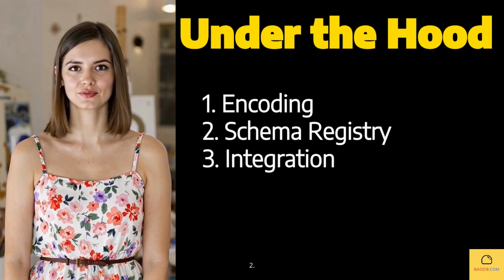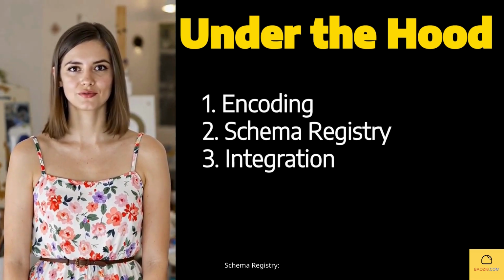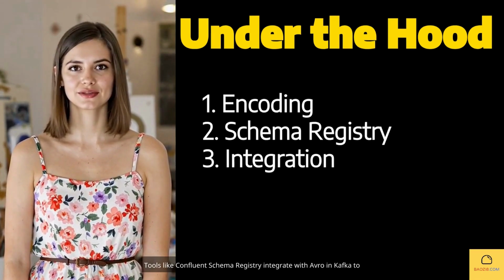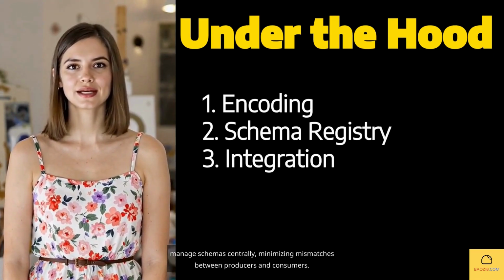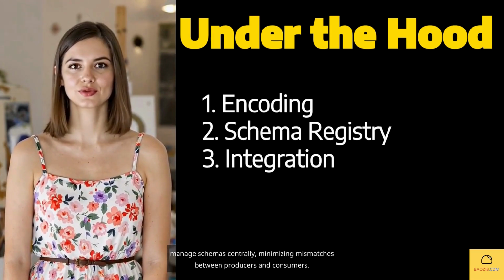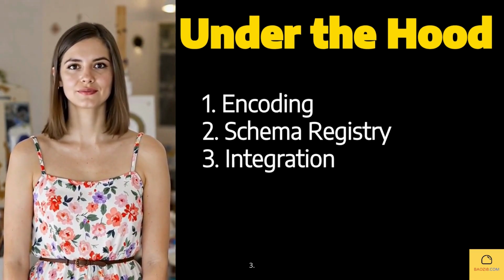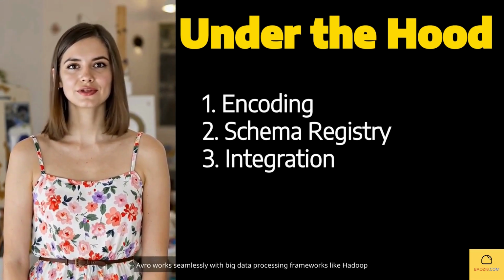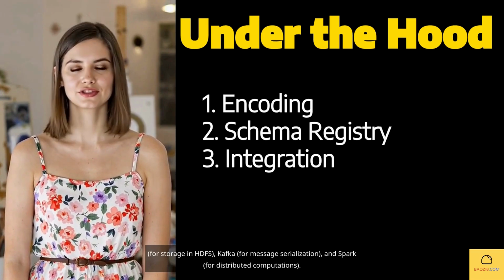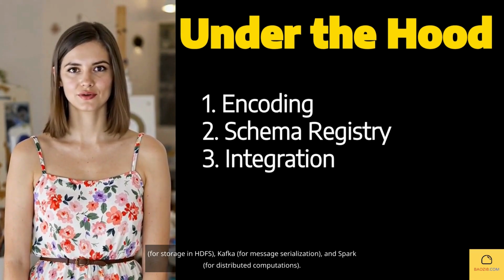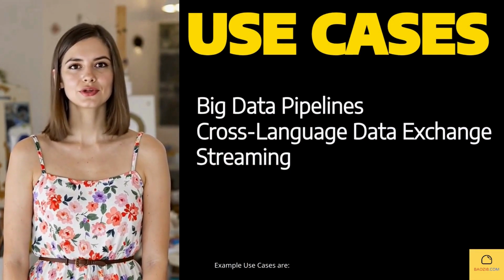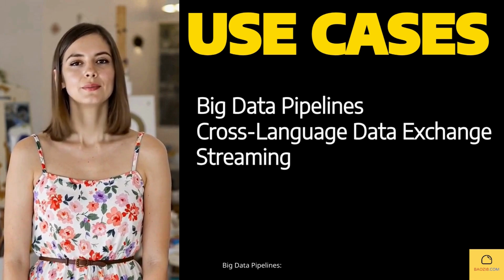2. Schema registry. Tools like Confluent Schema Registry integrate with AVRO and Kafka to manage schemas centrally, minimizing mismatches between producers and consumers. 3. Integration. AVRO works seamlessly with big data processing frameworks like Hadoop, for storage in HDFS, Kafka, for message serialization, and Spark, for distributed computations. Example use cases are big data pipelines.